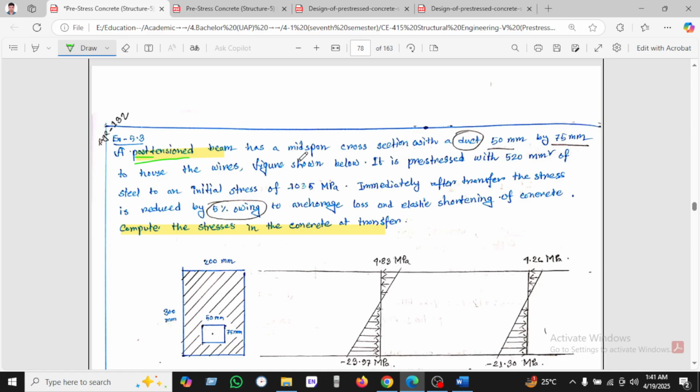The post tension beam has a midspan cross section with a duct. There is no concrete in the duct, and the section is given as 50 by 75. The wire is shown in the figure. It is prestressed with 502 millimeter square of steel, and the initial loss is given here. Immediately after the transformation, the stress is reduced 5% owing to anchorage loss and elastic shortening of concrete. Compute the stress in concrete at the transformation.